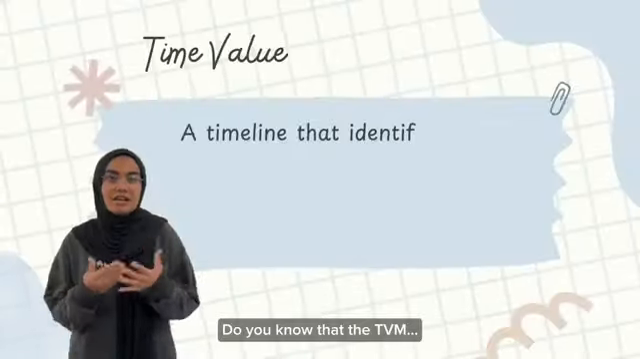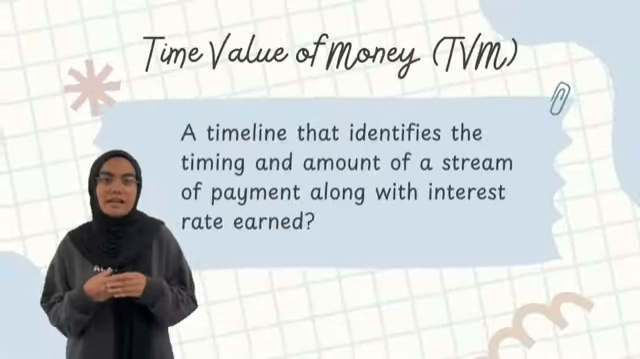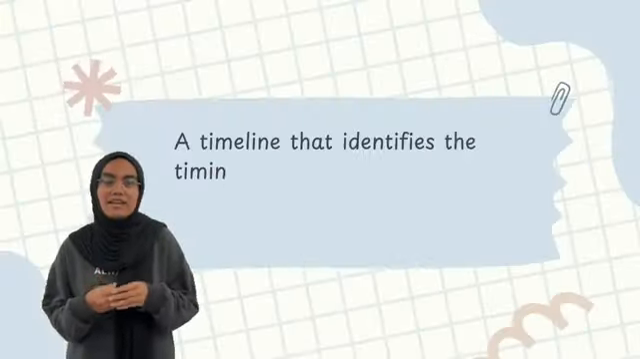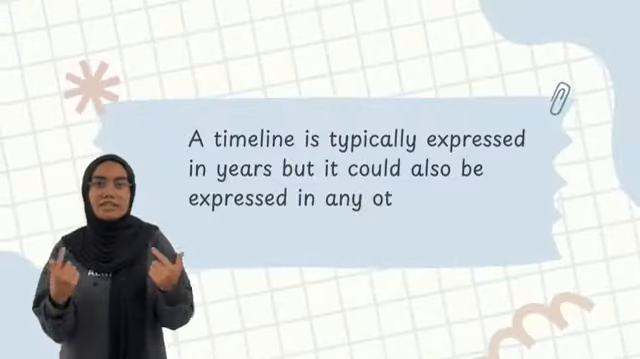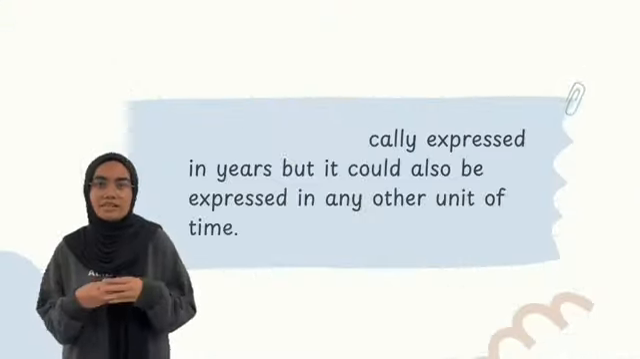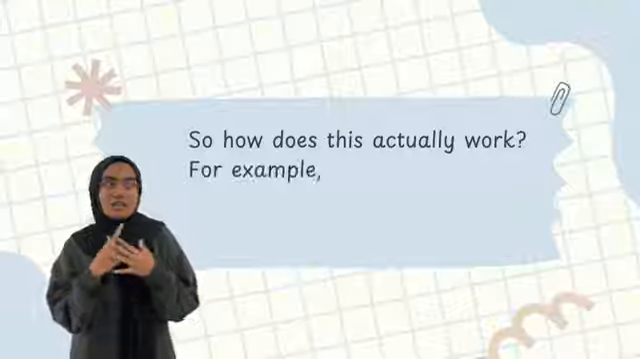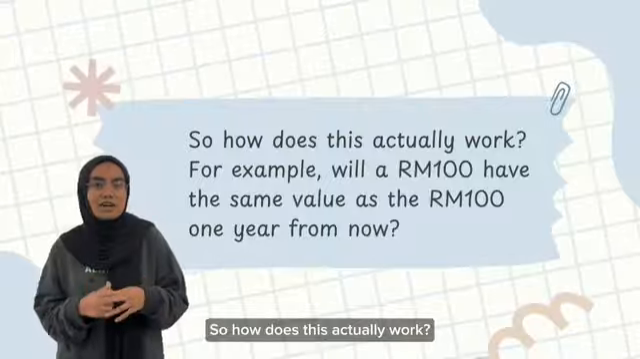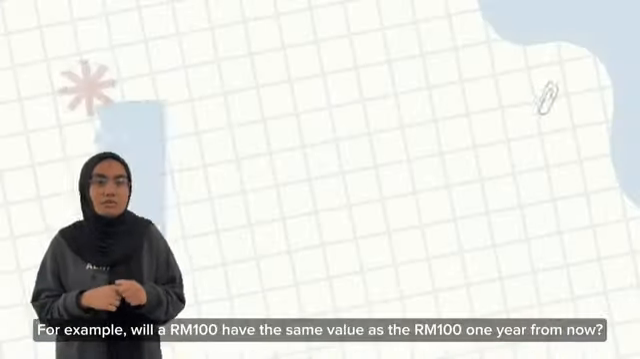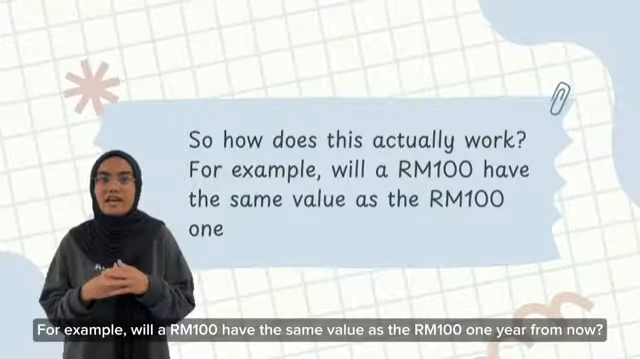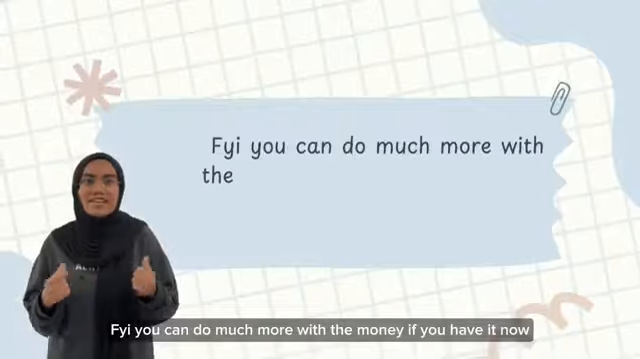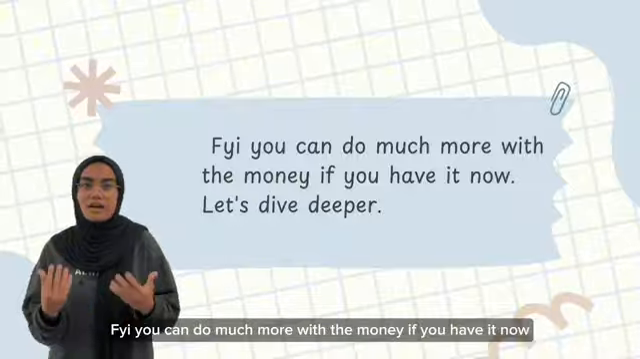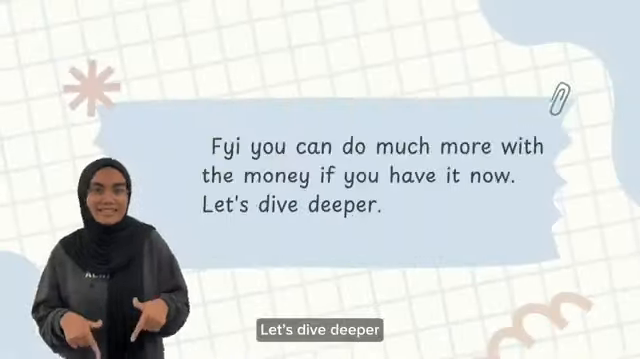Do you know that the time value of money or TVM is the timeline that identifies the timing and amount of a stream of payment along with the interest rate earned? A timeline is physically expressed in years, but it could also be expressed in any other unit of time. So, how does this actually work? For example, will 100 ringgit have the same value as the 100 ringgit 1 year from now? For your information, you can do much more with the money if you have it now. Let's dive deeper.